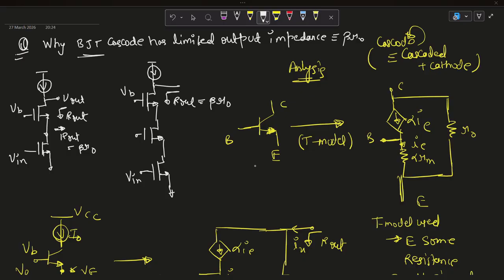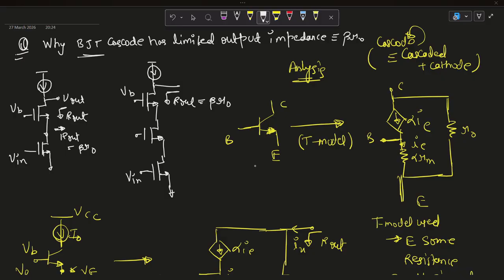What is the purpose of this analysis? It can be a potential interview question. It is not asked in any interview, but I think it can be a potential question. That's why I am doing this analysis. So, in our BJT cascode, the output impedance of the BJT cascode is limited by beta R naught. And why is that? Let's move to the analysis.